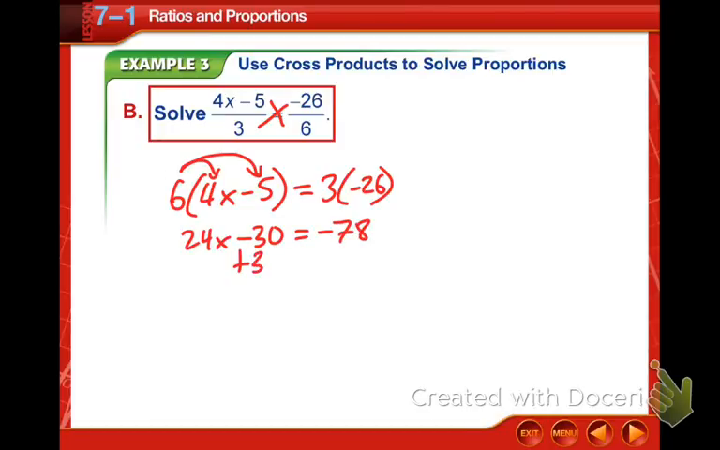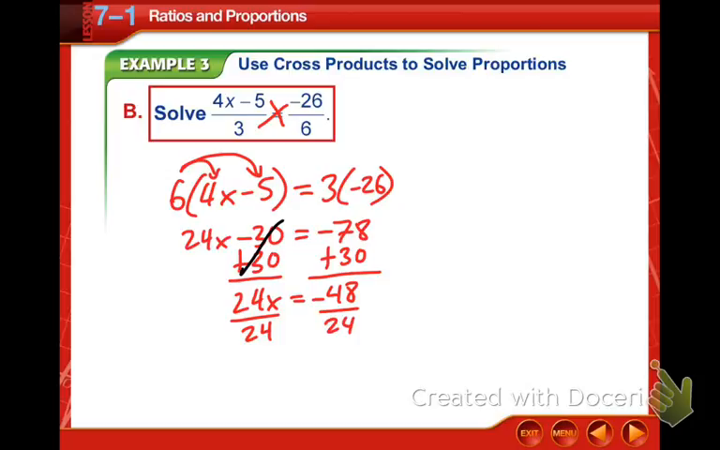I'm going to add 30 to both sides. So 24x is equal to negative 48. And we divide by 24. x is equal to negative 2.